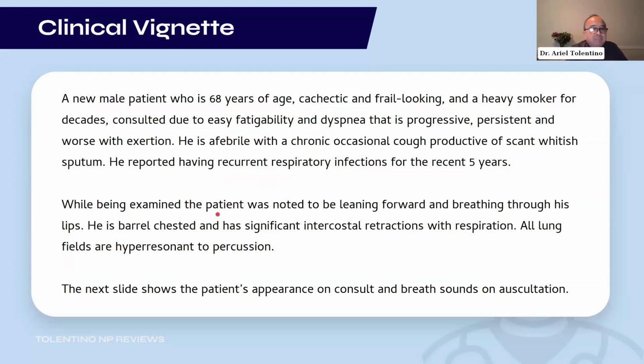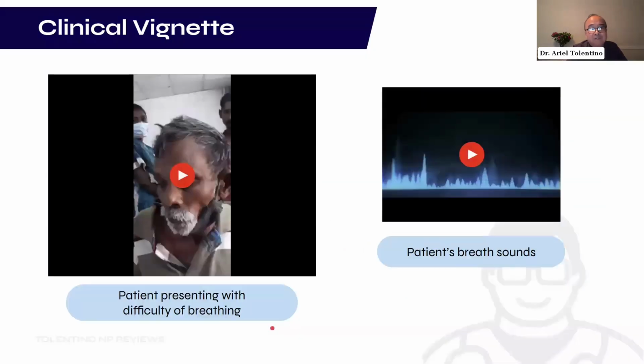While being examined, the patient was noted to be leaning forward and breathing through his lips. He is barrel-chested and has significant intercostal retractions with respiration. All lung fields are hyper-resonant to percussion. Now let's look at the next slide, and it will give you an idea of the appearance of the patient. And we will look into the auscultatory findings for the breath sounds.